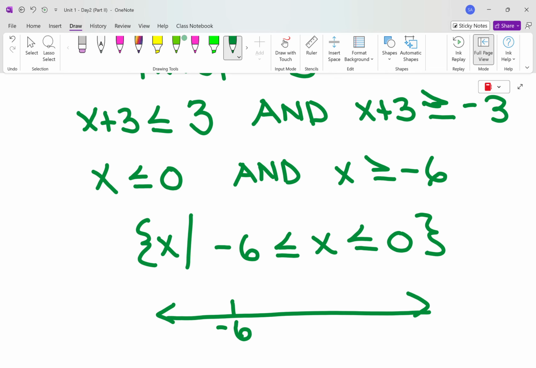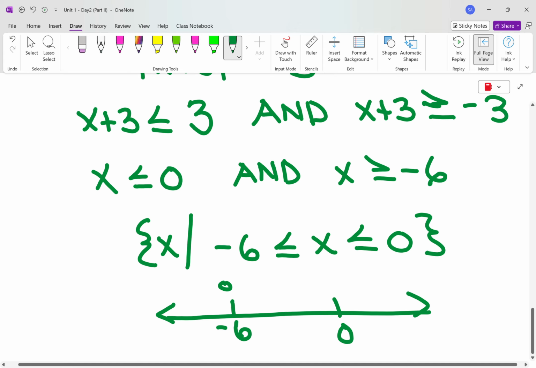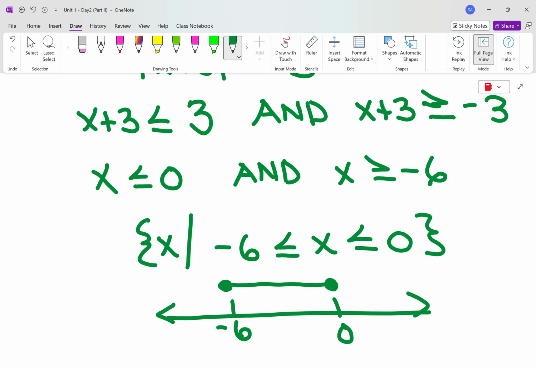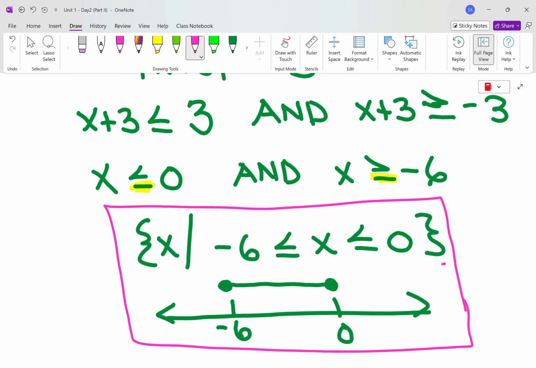And then our number line will be negative 6 and 0. And this time, why am I using closed circles when every other time I used open circles? Pranav? Because it's less than or equal to. Good. Because the line underneath the inequalities tells us it's or equal to, so we're putting that as part of our solution set.